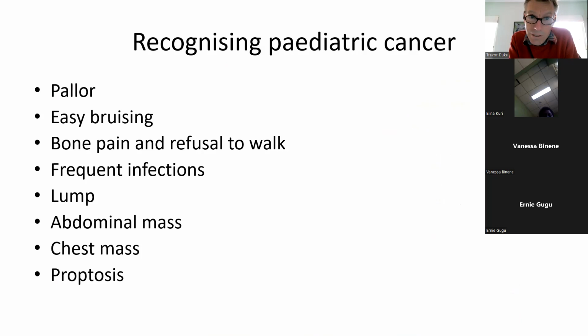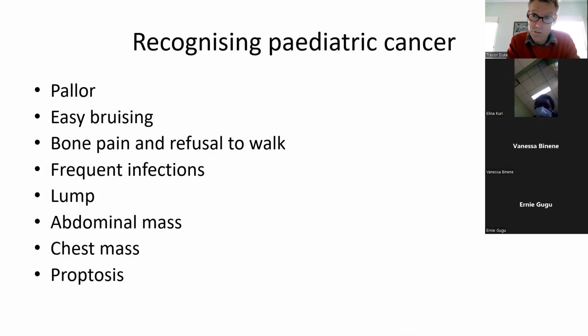So the first step, I suppose, in understanding paediatric cancer is how to recognize it, and I've listed there a number of common symptoms of paediatric cancer. These are typically the things that families bring their children to a hospital or to a doctor asking about or complaining of, and what you'll see is that all of these things are relatively non-specific. That is, many children have pallor, for example, and they don't have cancer, but many children who have cancer present with pallor. And the same for easy bruising.